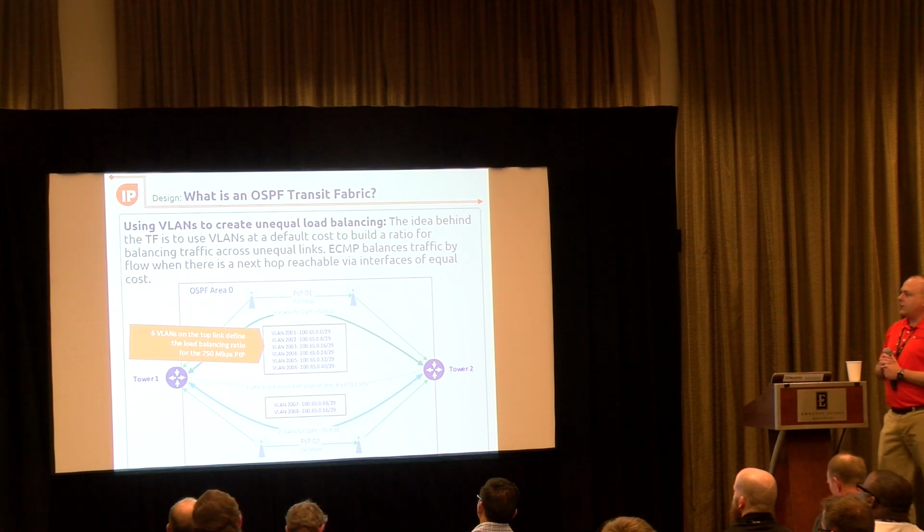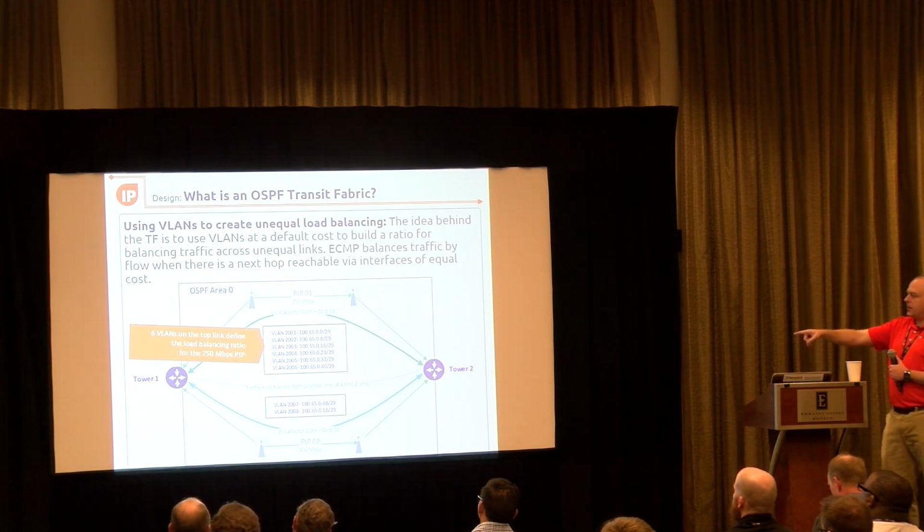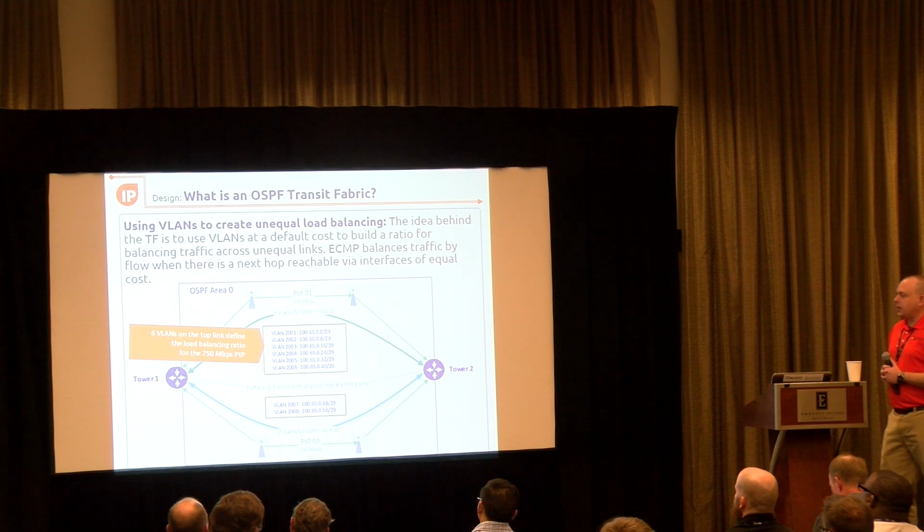So, 6 VLANs on the top. We did this in a 6-to-2 ratio, which is really a 3-to-1 if you break it down. What we did was we divided the bandwidth on the bottom into the top, and then came up with the closest ratio to match that in the VLANs to get our traffic ratio. And so we realized that we needed 6 VLANs on the top and 2 VLANs on the bottom.